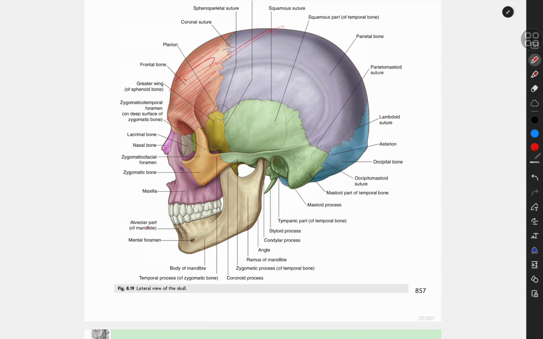Frontal, parietal, temporal, sphenoidal, occipital bones form the lateral part.